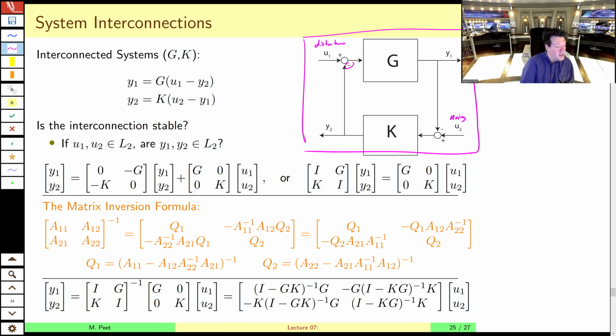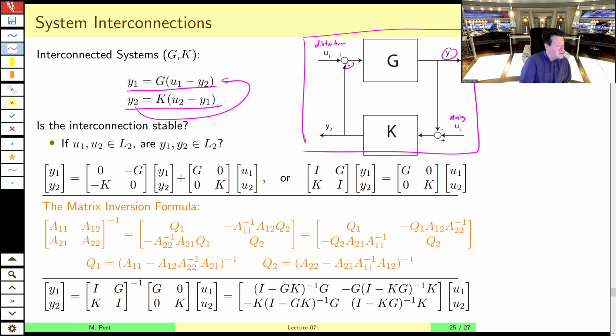In any case, what this allows us to do then is write down algebraic equations for inputs and outputs, where these things are functions, right? And these are systems, right? So we can write down two equations. The first one is y1 equals G times u1 minus y2. That's the first equation. And the second is an expression for y2, which of course gets plugged into here, which is K times u2 minus y1. So we have two equations.